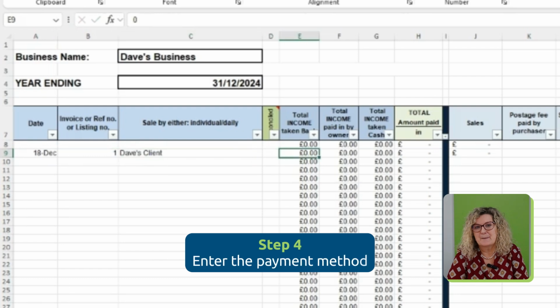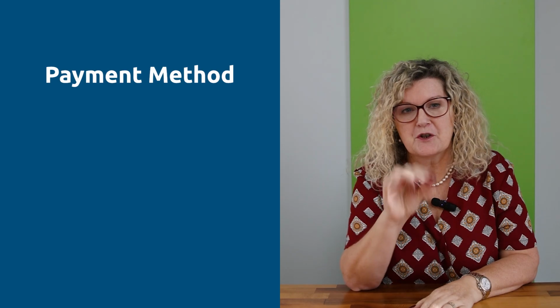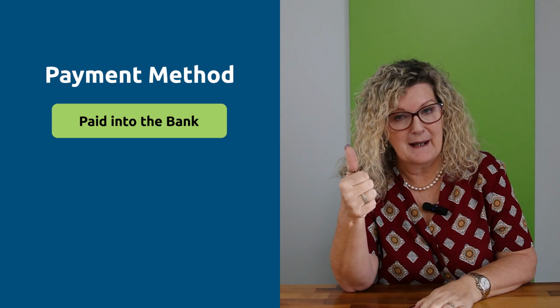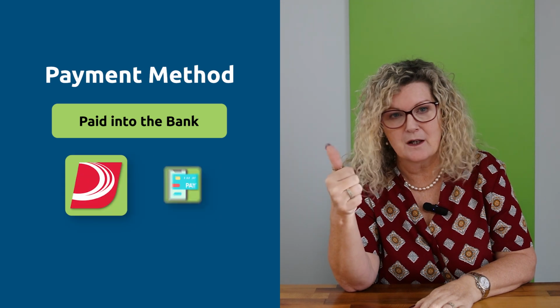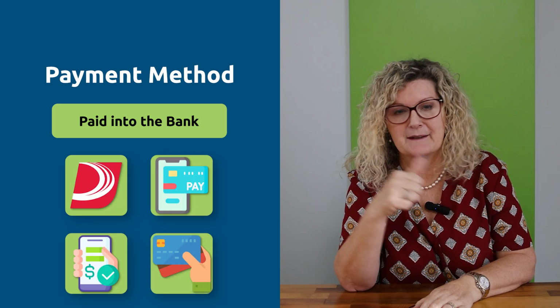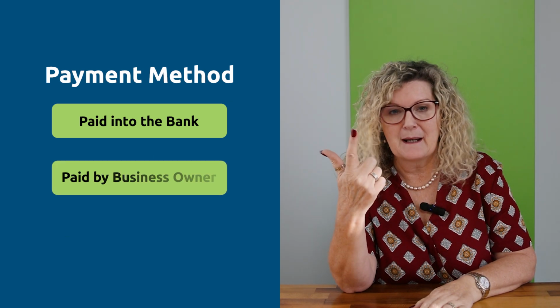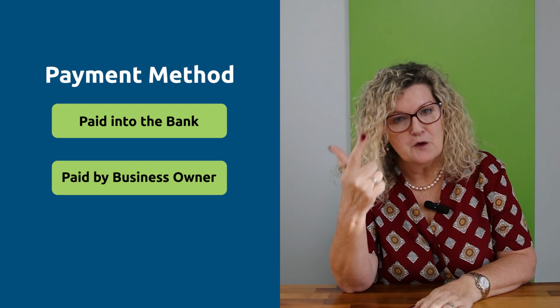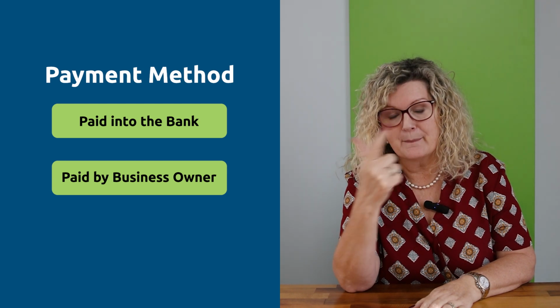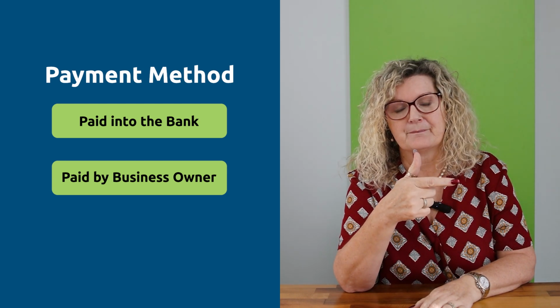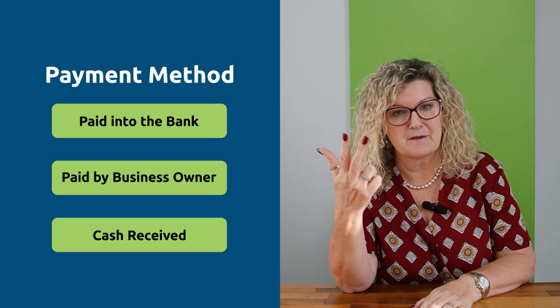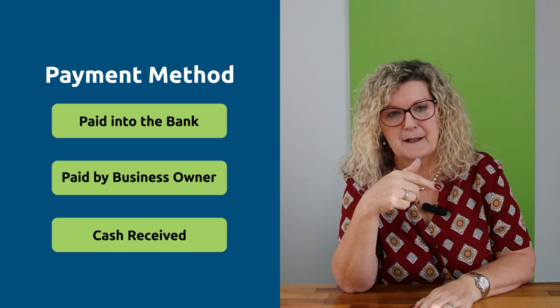And number 4 is the payment method. You can choose from paid into the bank, for example, BACS, card payment, transfer, direct debit. Paid by business owner. That's where you've paid for something personally on behalf of the business. Then there's cash received. Pretty self-explanatory.